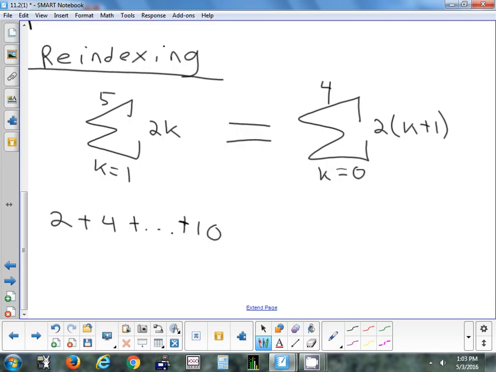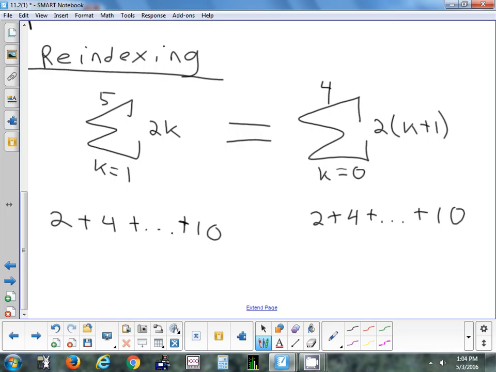Okay, watch what happens here. If you plug in 0 for k, what's 0 plus 1? Times 2? 2. First term is 2. Now the next one, k equals 1. 1 plus 1? 2 times 2? 4. So we're getting the same terms we did. Your last one is when k is 4. What's 4 plus 1? 5. Times 2? 10. So these are exactly the same thing.